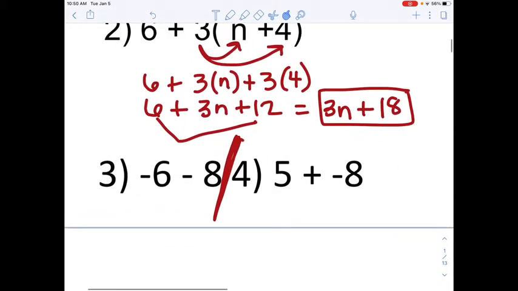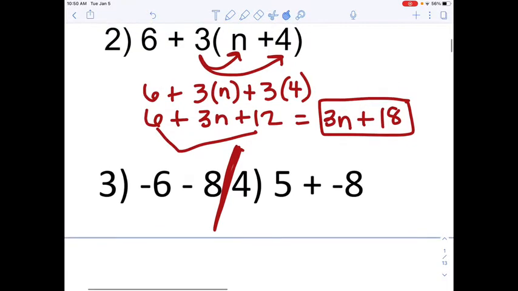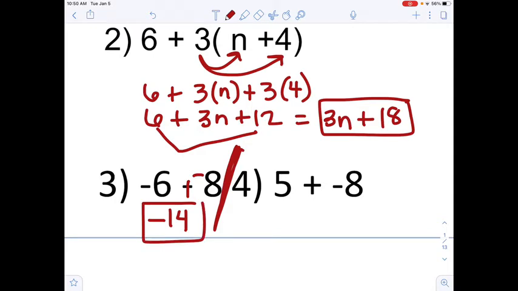The next problem, number 3, is negative 6 minus 8. We're working with negatives and there's subtraction, so I'm going to add up. And now they have the same sign, so I'm going to add these numbers together and keep the sign. 6 plus 8 is 14. Keep the negative sign. So my answer there is negative 14.